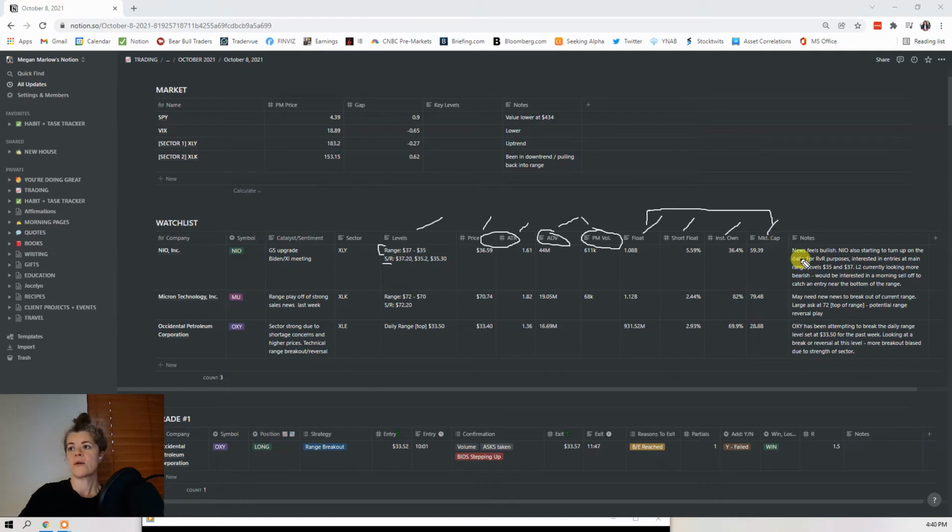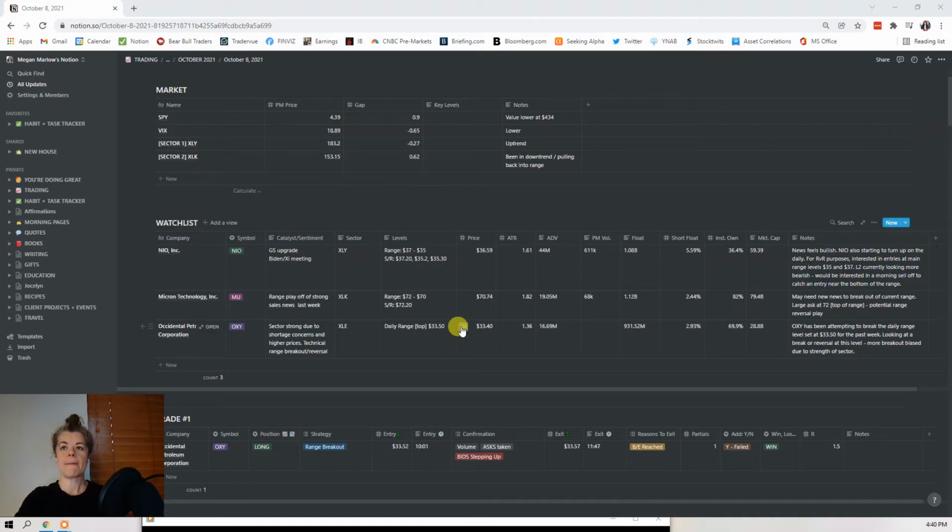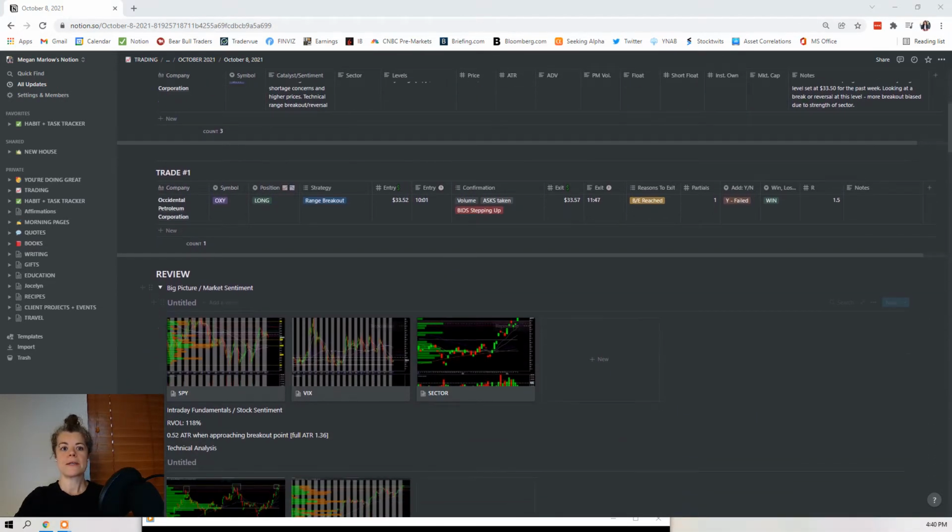Then you've got the notes section for anything that you're thinking in the morning. And that's about that. That's kind of the pre-market prep. And then we'll just get down into this.